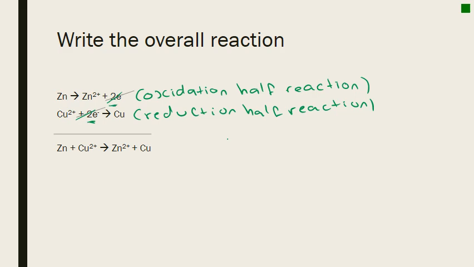Everything that's written on this side of the arrow is written. So we've got zinc plus Cu2 plus, and then we write everything on the other side of the equation. So here we've got zinc 2 plus and Cu. Okay, so we write zinc 2 plus Cu. This is how we write the overall reaction.